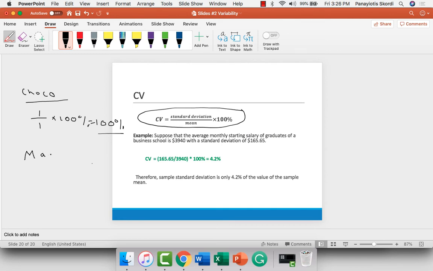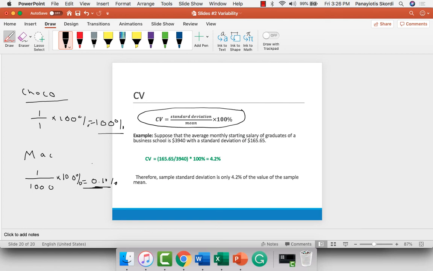How about for the Mac? Well, for the Mac, the standard deviation we said is $1, and that's going to be divided by $1,000, the average price. So they both have a standard deviation of $1, and we're going to multiply that by 100%. And what does that equal? That equals 0.1%. Look at that. The coefficient of variation here is only 0.1%, very, very small. Coefficient of variation up here is 100%.